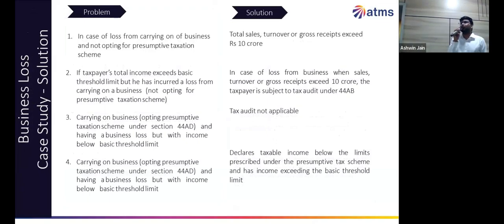Again, in case of loss, ये बहुत बार हम लोग को समझता है, in case of a loss from carrying on a business and not opting for presumptive taxation scheme, तो बहुत टाइम हम लोग बोलते हैं कि बिजनेस लॉस हुआ तो ऑडिट करने का कि नहीं करने का. स्ट्रेट आंसर होता है कि ऑडिट कर दो. बट on plain reading of the law, if you have not violated section 44 AD any time, then there is no requirement for audit. अगर आपका टर्नओवर 10 करोड़ के अंदर है और आपने बिजनेस में लॉस किया है, 44 AD आपने आज तक कभी ऑप्ट नहीं किया है, then there is no requirement to audit.